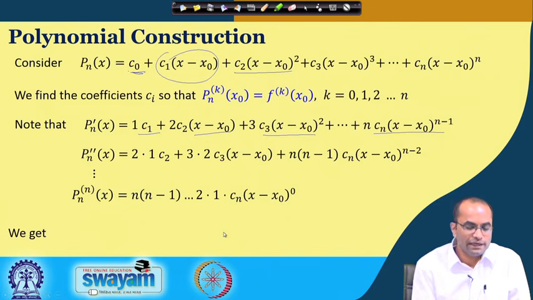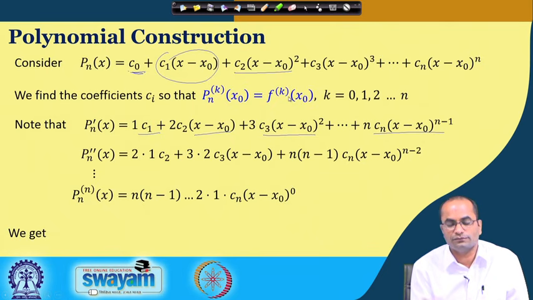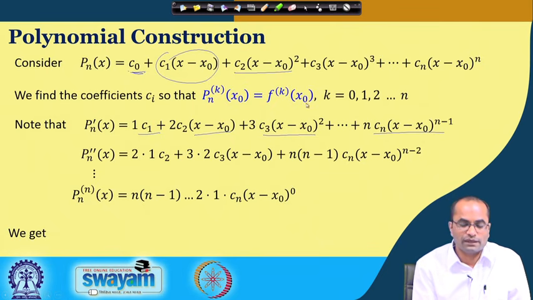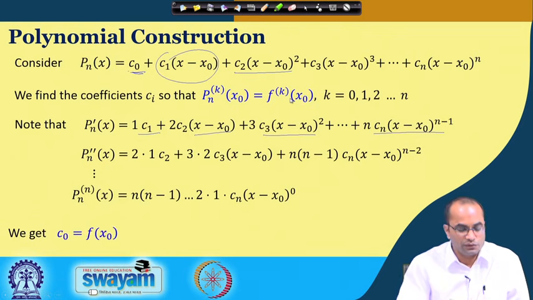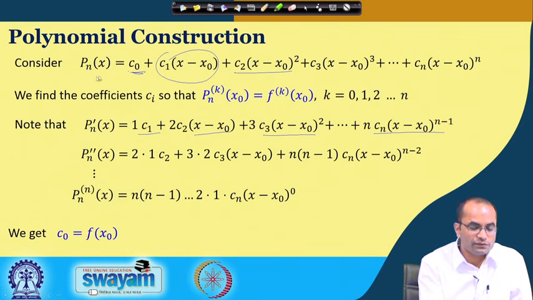Having this, let us see what we get out of the first condition. Our condition says the polynomial value at x 0 must be equal to the function value at x 0, and likewise for further derivatives up to order n. So, when we substitute x equal to x 0 in the polynomial, all these terms will vanish and we will get only c 0. So, c 0 is p n x 0, and p n x 0 is f x 0. So, we get c 0 as f x 0.